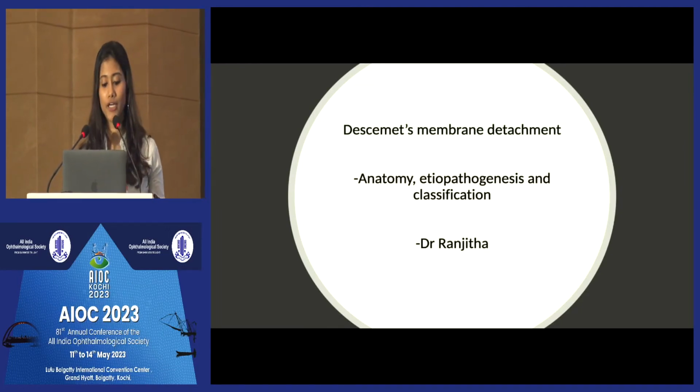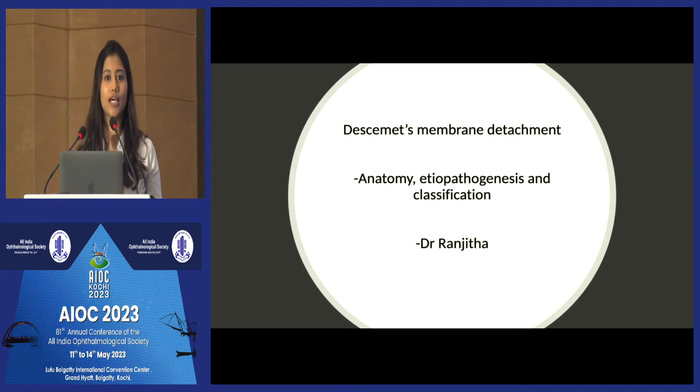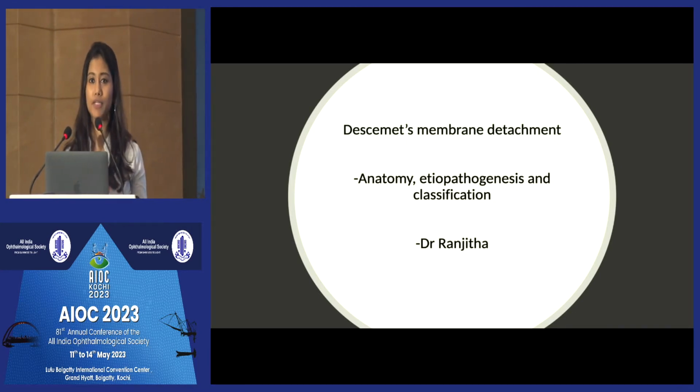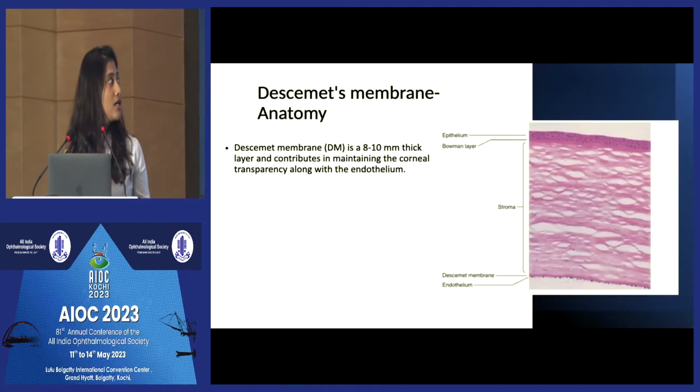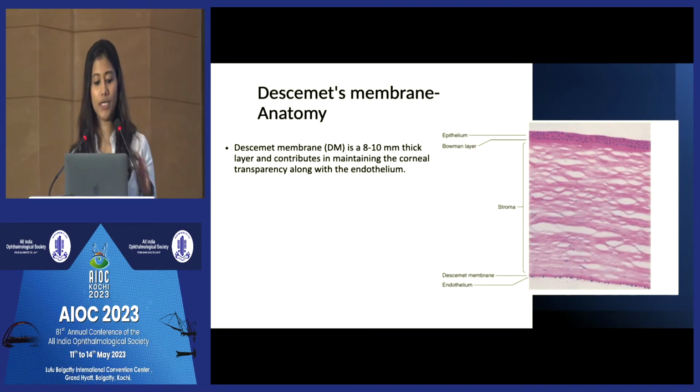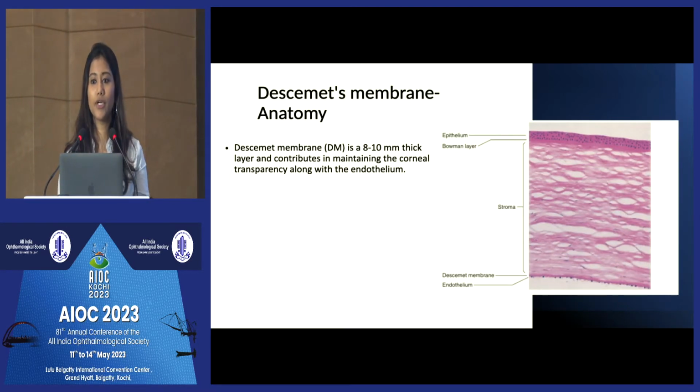I will be talking about the anatomy, etiopathogenesis, and the classification of Descemet's membrane detachment. Going by a brief anatomy, the Descemet's membrane is located in the posterior stroma and it measures about 8 to 10 microns in thickness. Along with the corneal endothelium, it helps us in maintaining the transparency of the cornea.